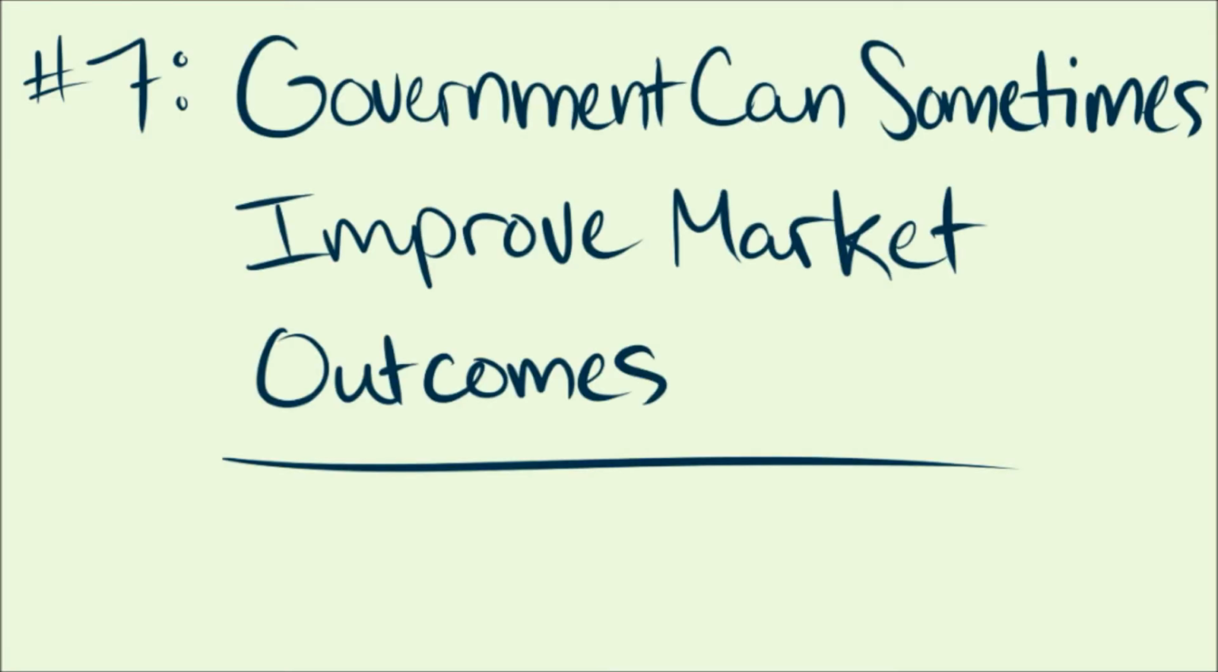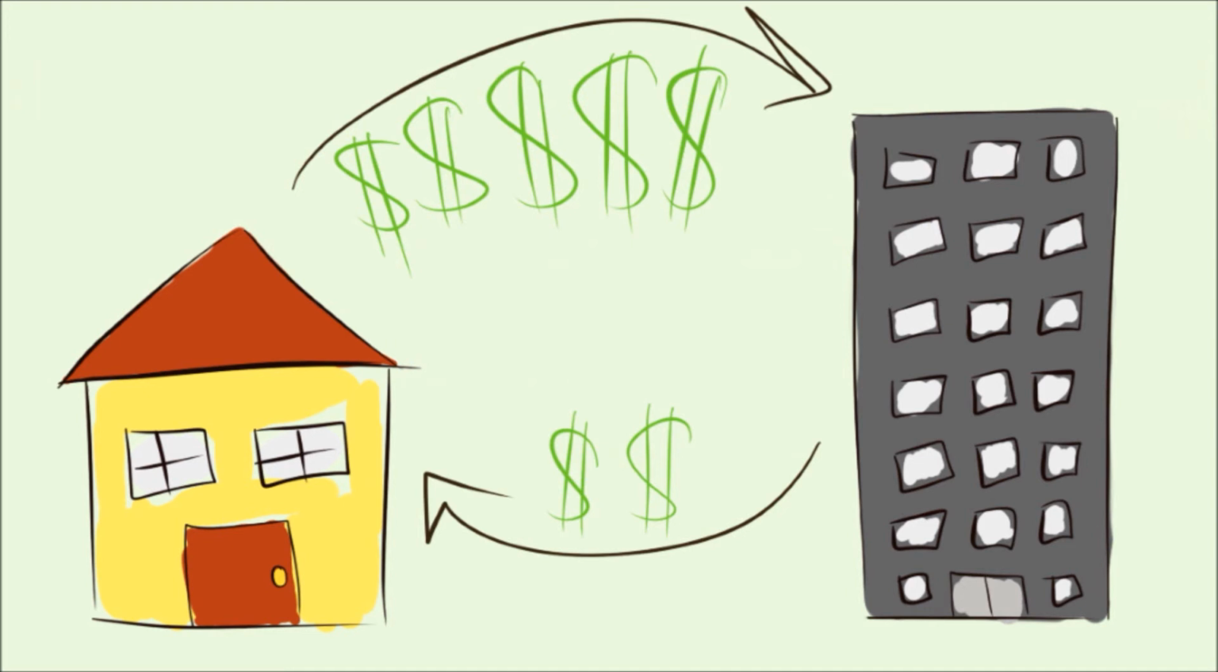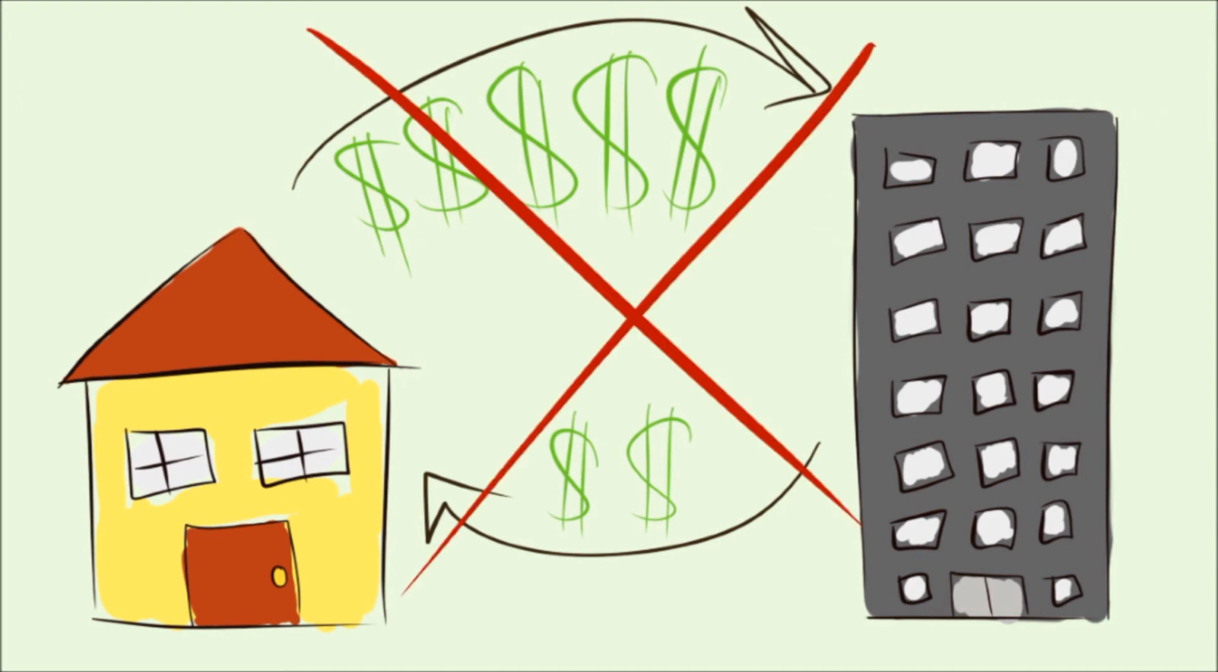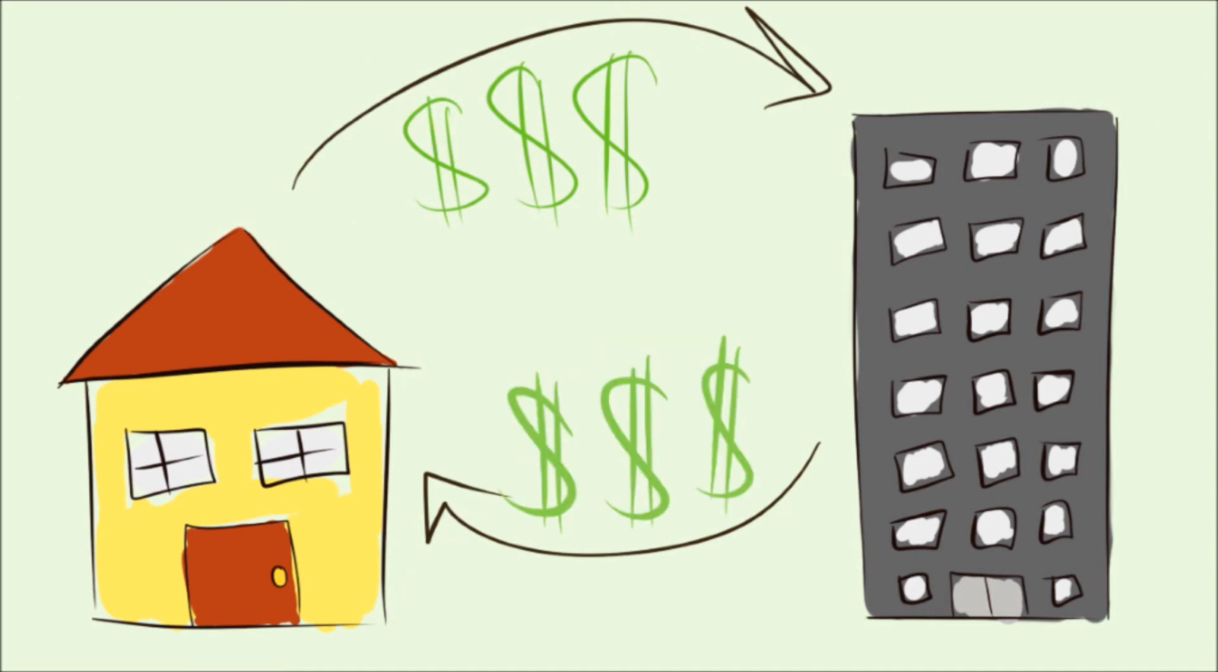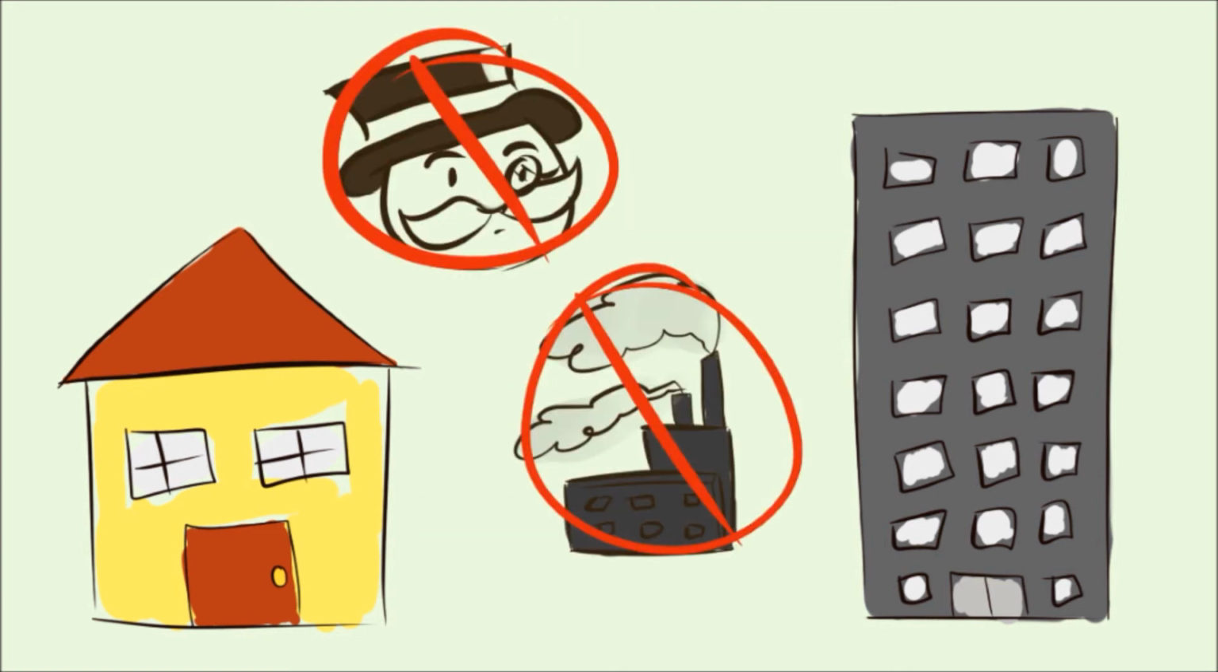7. Government can sometimes improve market outcomes. When the market fails to allocate resources efficiently, the government can change the outcome through public policy. Some examples of this would be making regulations against things like monopolies and pollution.